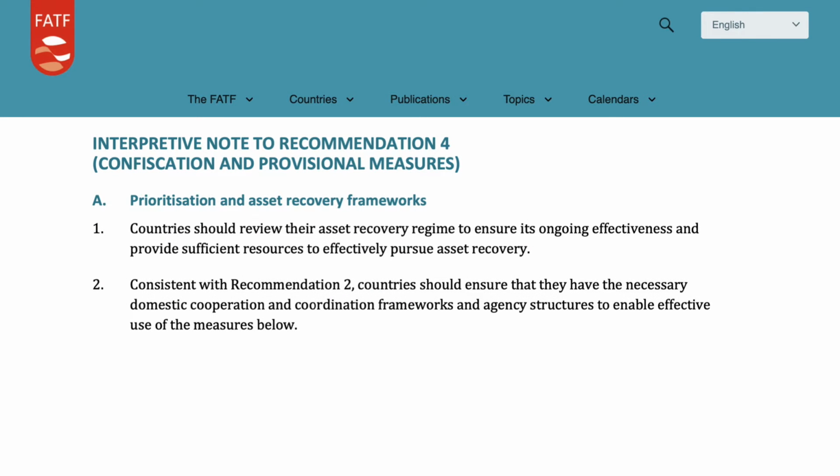Off to the interpretative notes of this recommendation. Interpretative notes 1 and 2 regarding prioritization and asset recovery frameworks state that countries should periodically evaluate their asset recovery systems to ensure continued effectiveness and allocate adequate resources to support successful asset recovery efforts. In alignment with Recommendation 2, countries should establish robust domestic cooperation and coordination frameworks and agency structures to facilitate the effective implementation of the following measures.